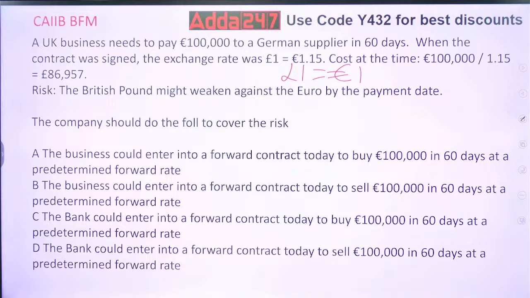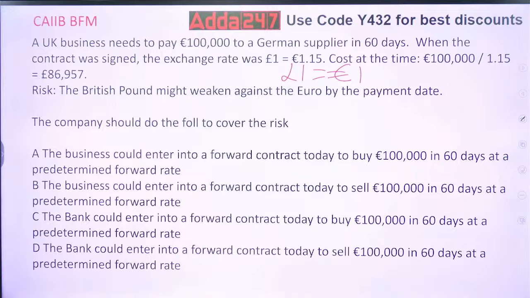Okay? Number B. Number C. The business would enter, no, the bank now. The bank would enter into a forward contract. So your bank is entering. Business is not entering. Bank is entering. Forward contract to buy euro 1 lakh in 60 days at a predetermined forward rate.